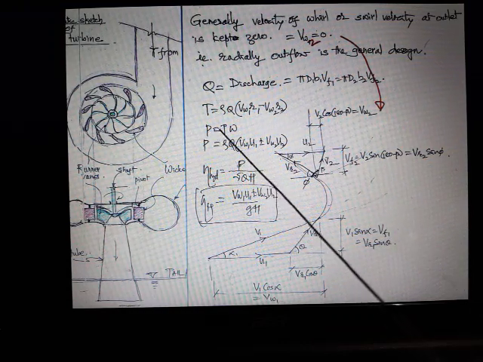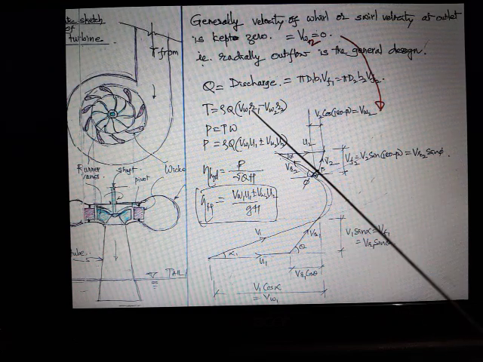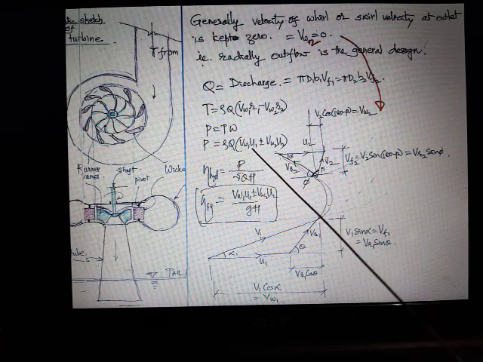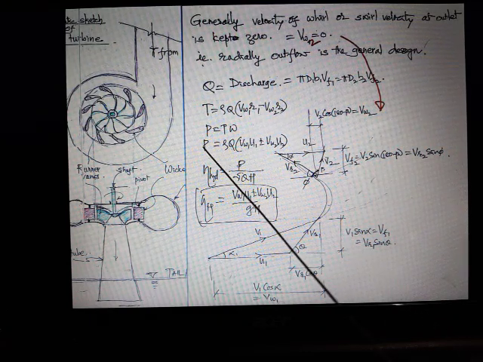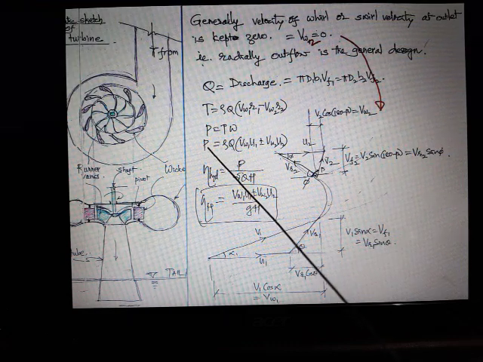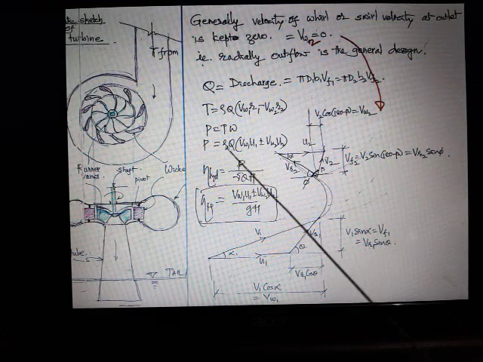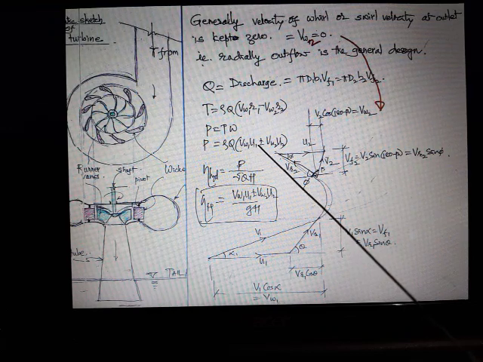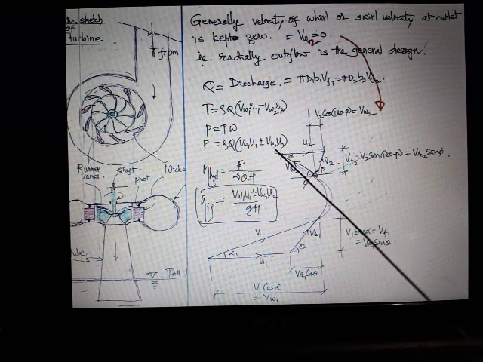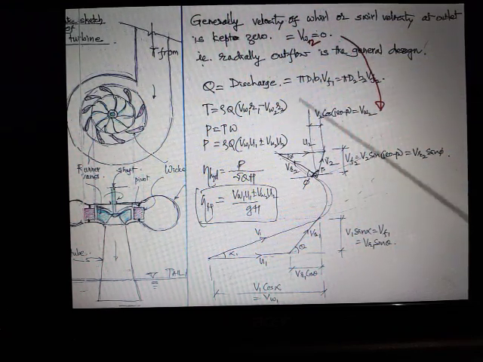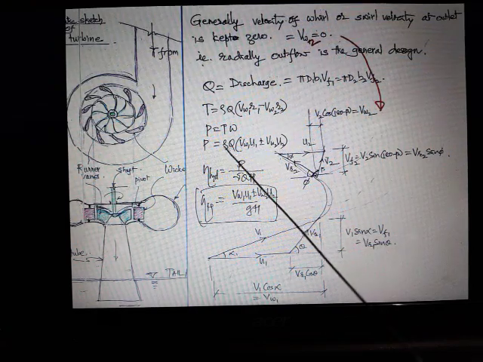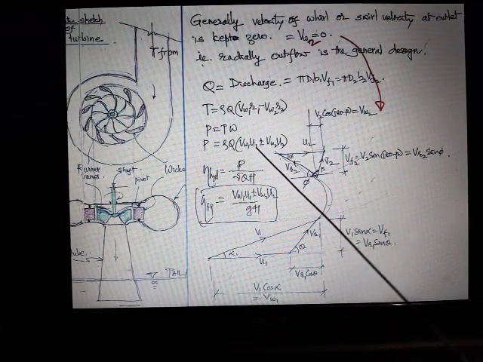So power is equal to T into omega. Then when omega gets multiplied with R, it becomes U. So this is what we are looking at. Work done per unit time is power. It is rho Q in the bracket VW1 U1 plus or minus VW2 U2. But if we make VW2 zero as per the design case, then it simply becomes rho Q VW1 U1.